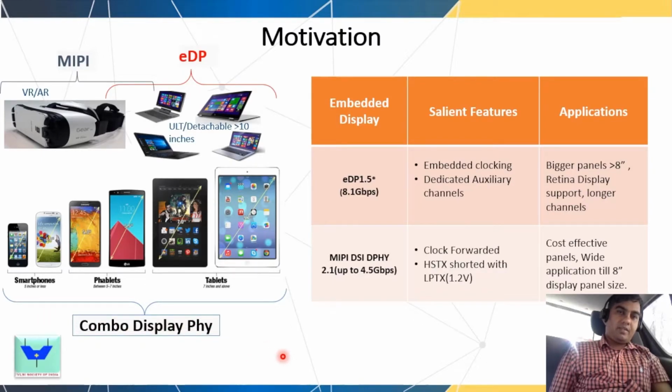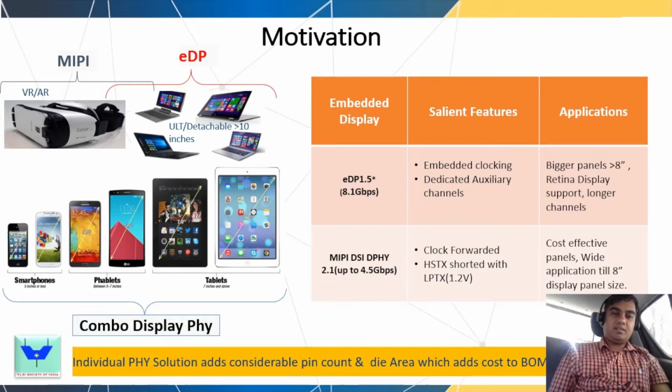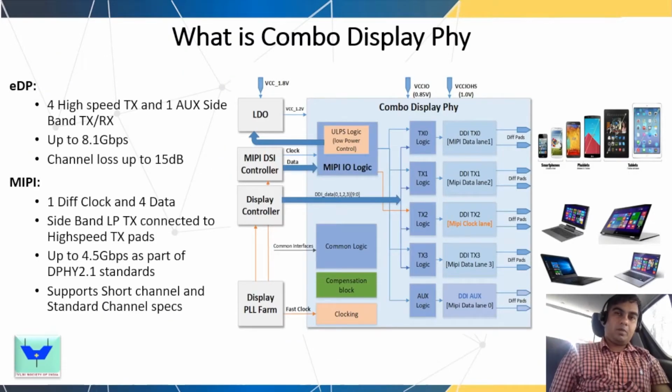So our thought was, as there could be only one native display, we can always have only one IP which can be instantiated in any SOC, and that saves a lot of area, BOM cost, and others. So that was the motivation for us to think of a combo PHY solution. So now let's go into more details on what the combo display PHY is.